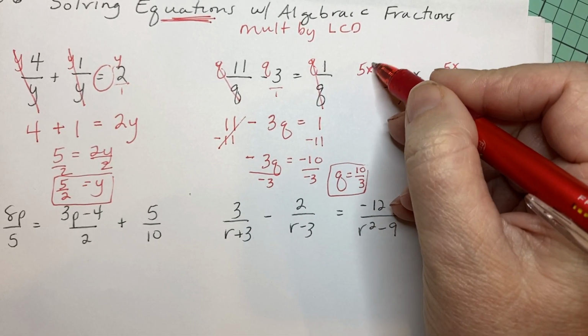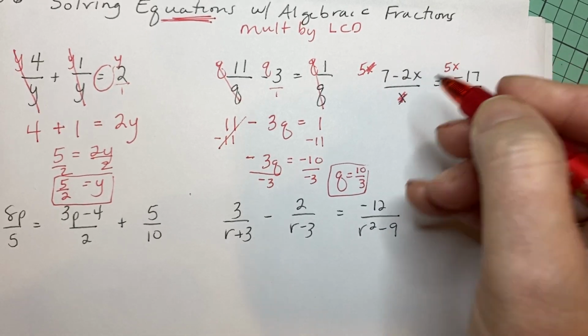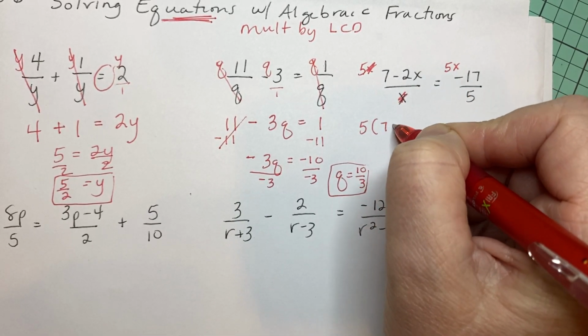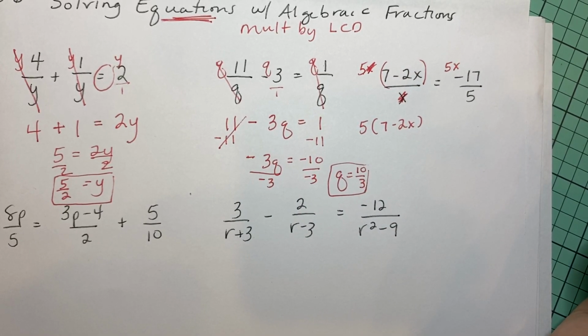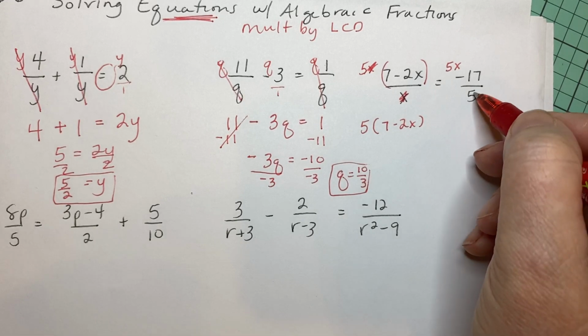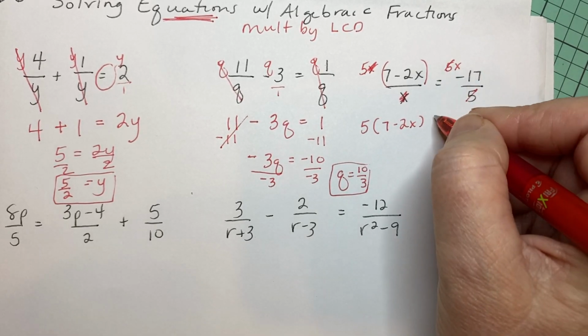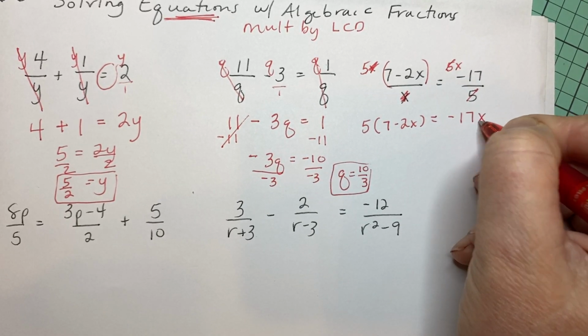When we look at this one, do you see your x's would cancel? So we're left with 5 times 7 minus 2x. Remember, this is one unit. You have to think of that together or in parentheses. And on this one, the 5's cancel, leaving me a negative 17x.